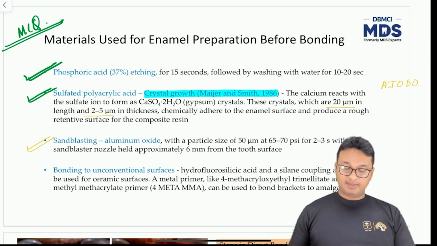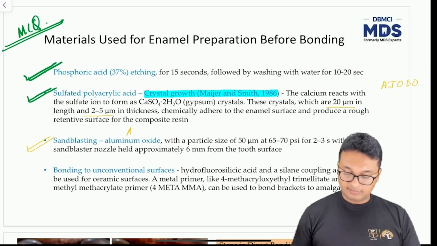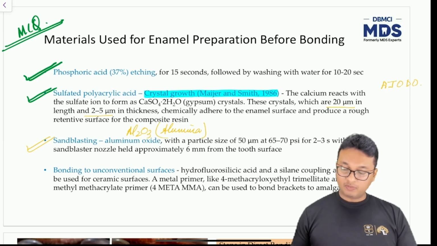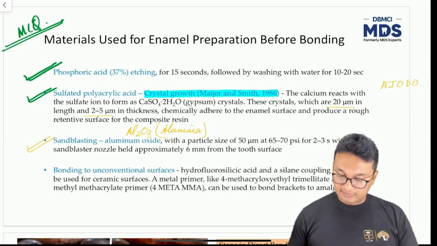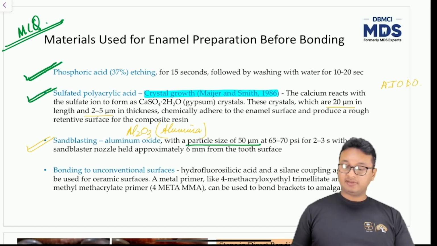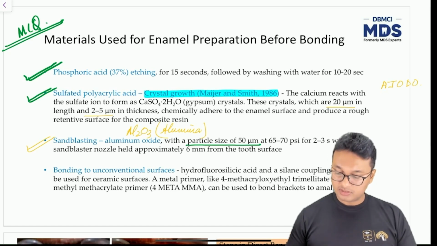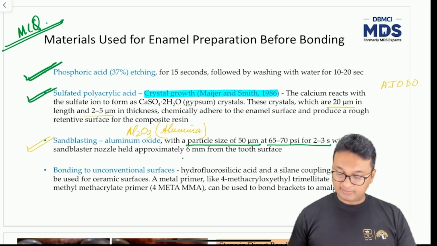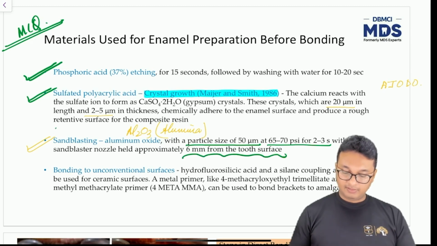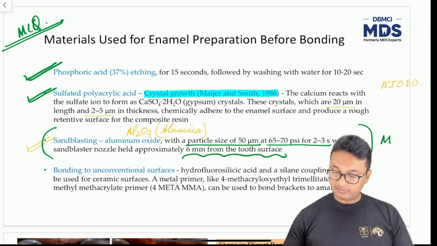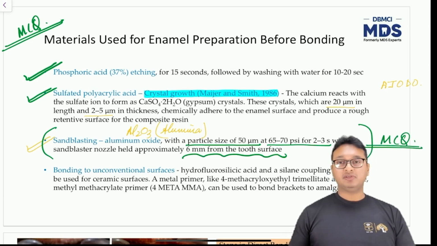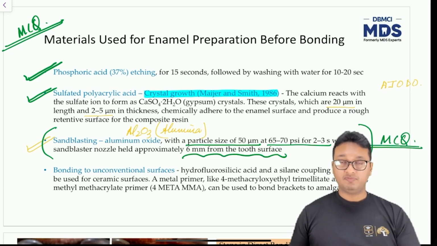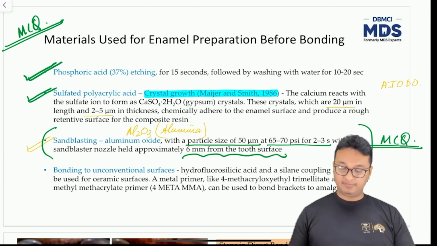Another method is sandblasting by using aluminum oxide particles. Aluminum oxide, also known as alumina particles. Now I have one more MCQ for you. We have particle size of 50 micrometers at 65 to 70 pounds per square inch for 2 to 3 seconds with a sandblasting nozzle held approximately 6 millimeters from the tooth surface. So we have got 2 MCQs from this particular line. So these are direct MCQs. You need to remember these values if you want to score good in your exams.